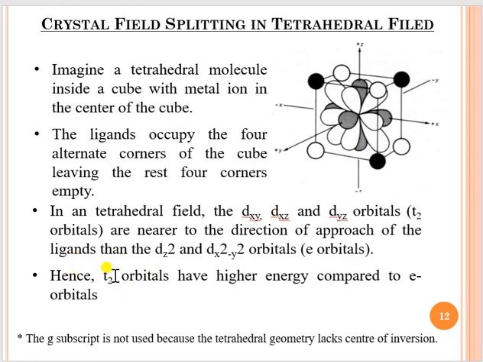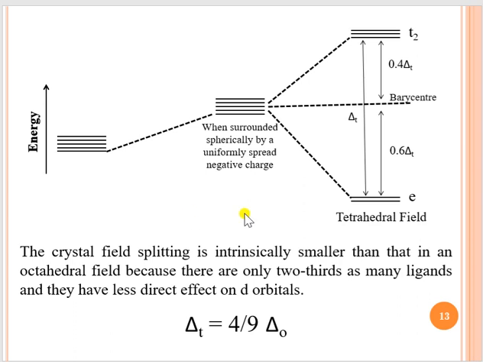Here, why have we not termed it t2g? Because it is not gerade, meaning a center of symmetry, or center of inversion, is not present in the case of a tetrahedral field. So in a tetrahedral field, splitting takes place like this. The e set is stabilized while the t2 set is raised in energy by 0.4 delta T. The crystal field splitting is intrinsically smaller than that in an octahedral field because there are only 2/3 as many ligands and they have less direct effect on the d orbitals.